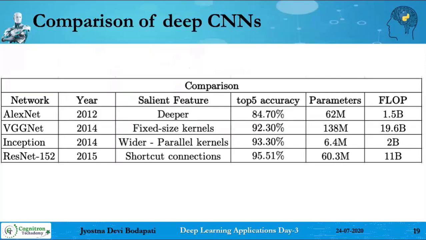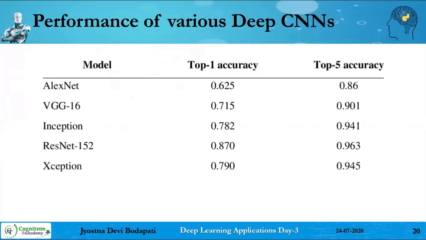I'm almost done. So the parameters, if you observe, you can compare. ResNet has 60 million parameters, and the number of operations, 11 billion FLOPs, you had to perform. But the accuracy was improved because of the shortcut connections. You can have a look at the performance comparisons. So this is a motivation for why you should go for deeper convolutional neural networks.